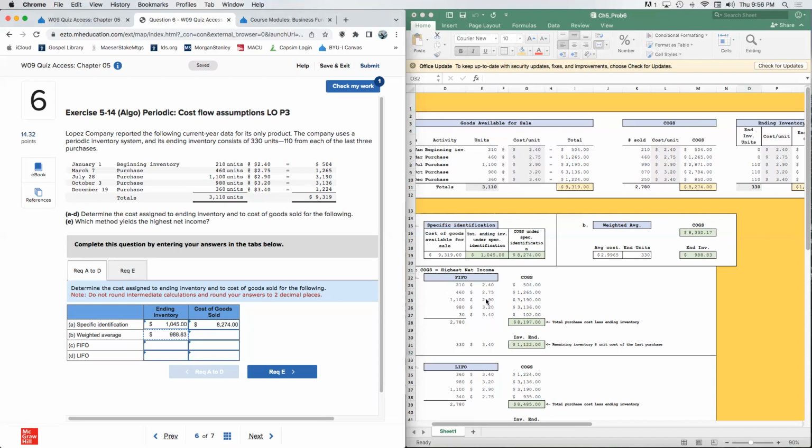Again, the cost of goods sold is just the difference between our ending inventory and basically our total purchases for the year. So 9,319 minus 988 will give us 8,330 and 17 cents.